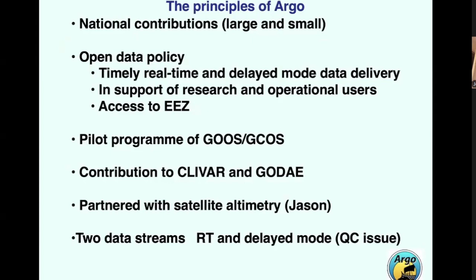The idea was that everybody would share their data openly, and that was one of the criteria for being part of the Argo project. There would be timely, real-time exchange of data, but it also would be quality controlled in detail and circulated in delayed mode. Through the IOC, the International Oceanographic Commission, there would be negotiated access to EEZs, and it would be done in support both of research and operational users, and would be a pilot program of the Global Ocean Observing System and the Global Climate Observing System.